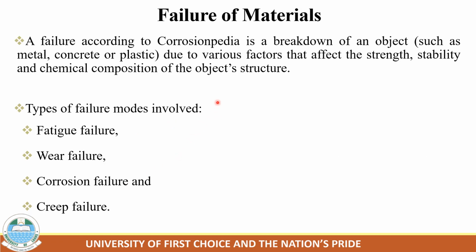Next is the failure of materials. All materials do fail. Even we human beings will fail. So a failure, according to Corrosionpedia, is a breakdown of an object such as metal, concrete, and plastic due to various factors that affect the strength, stability, and chemical composition of the object structures. So all material structures do fail. The types of failure modes involve fatigue failure, wear failure, corrosion failure, and creep failure.